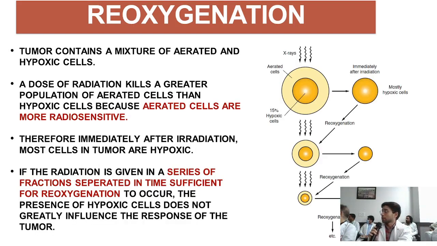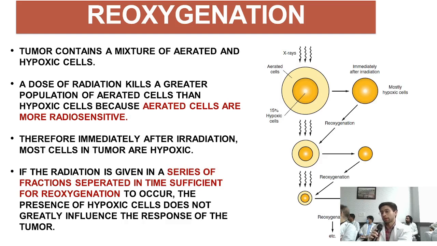As you can see on the right side of the screen, there's a tumor cell. Some part of the cell is irradiated cells and some are hypoxic cells. If I talk about radiosensitivity here, the oxygenated cells are actually more radiosensitive. So if I give a single dose of radiation, I can kill only the oxygenated cells, and what I'm going to be left with is the hypoxic cells.